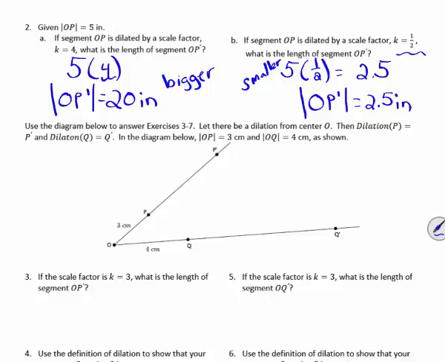Here's the same idea in picture form. So we know we have OP is 3, we have OQ is 4. And we want to know, what do we want to know first? If the scale factor K is 3, what is the length of segment OP prime? Well, the same idea. So we have our 3 times our scale factor, 9 centimeters. If I do the same thing for Q, same scale factor, we're going to use 4 times 3, 12 centimeters.